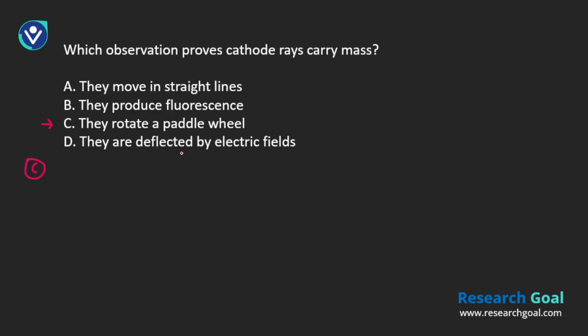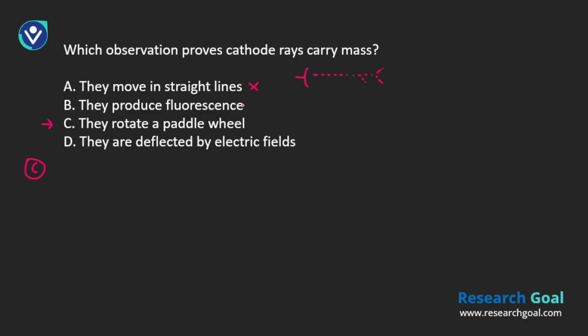Now let's discuss why this option is correct and why the other options are incorrect. Starting from option A, they move in a straight line. This shows that they are not scattered easily, right? When we have a cathode ray moving in a straight line, that indicates that they are not scattered easily. Even if you put something in front of them, they are not deflected by those things. They move in a straight line. That is being proved by statement 1, so it is incorrect. Why? Because we want to prove whether cathode rays carry mass or not.